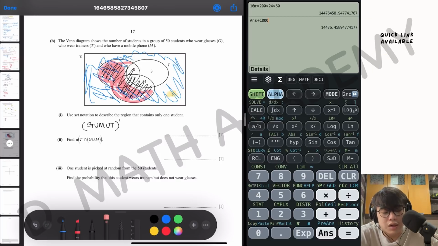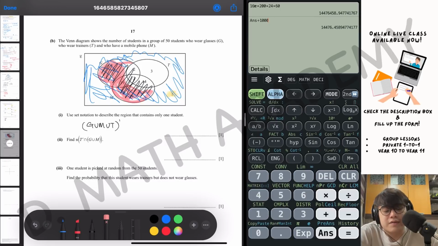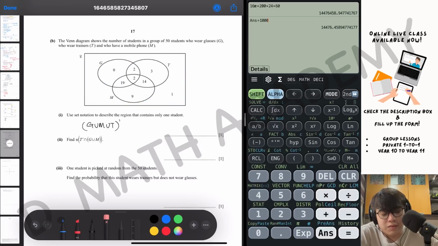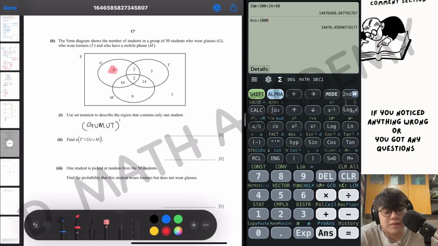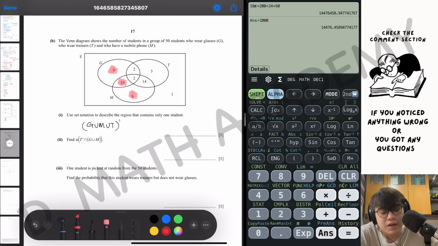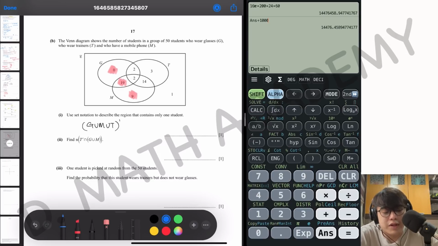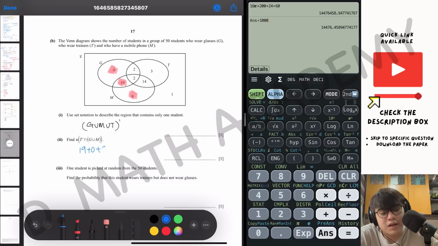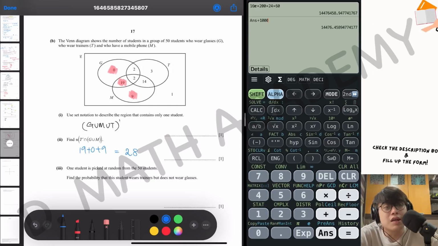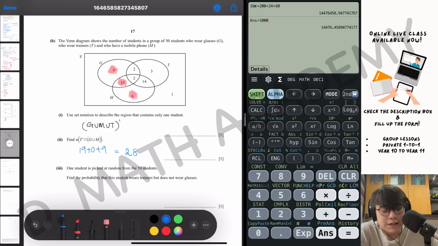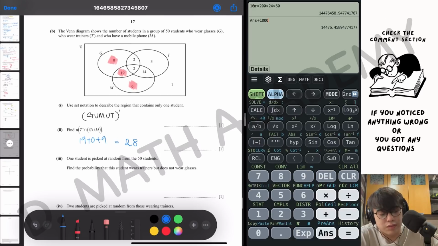Okay. So with this cleared, we can now erase and then check what's inside. There will be 0, there will be 19, and there will be 9. So the total will be 19 plus 0 plus 9, which is 28 at the end. Okay, so that's how you sorted out part 2 here.